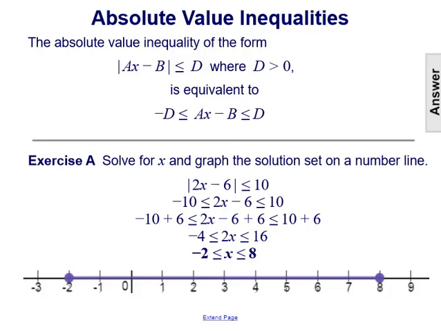You add 6 to all sides, so that's adding 6, which cancels out with the minus 6 in the middle and gives us negative 4 is less than or equal to 2x, which is less than or equal to 16. Then we're dividing everything by 2, which undoes multiplying by 2 to give us our final solution of negative 2 is less than or equal to x is less than or equal to 8. That means we have the compound and inequality where we're marking negative 2 with a closed circle, 8 with a closed circle, and we have everything in between.